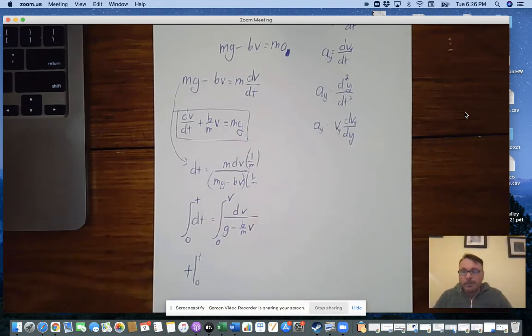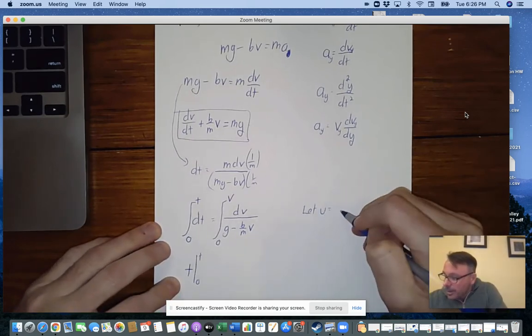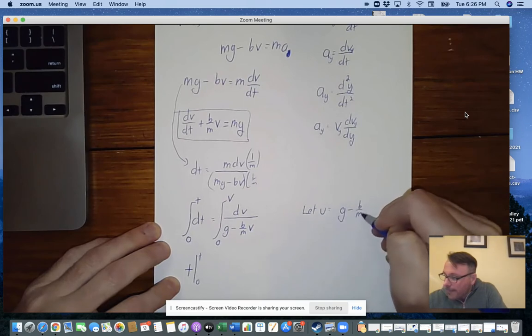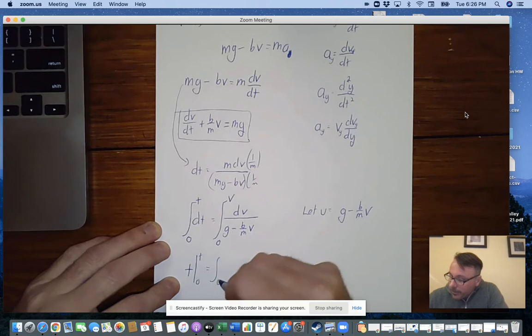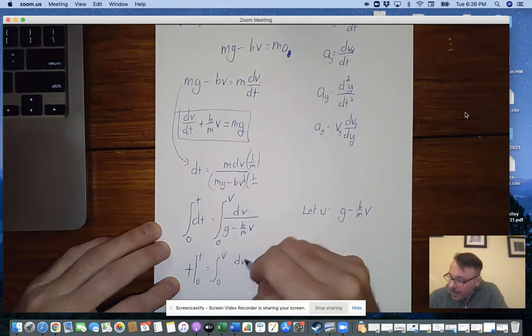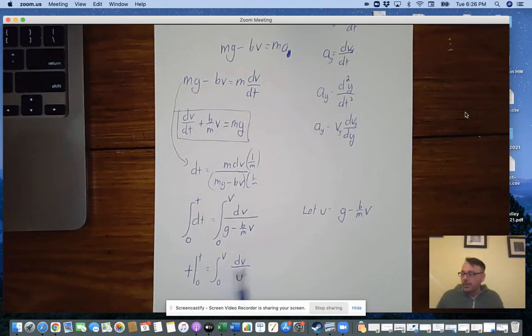What are you going to do about this? Well, if I look at this, I see that I'm going to have to do a u substitution. So I'm going to let u equal g minus b over mv, and then do that substitution. So I can see I've got dv over u, and that's nice. So now I need to deal with this dv.